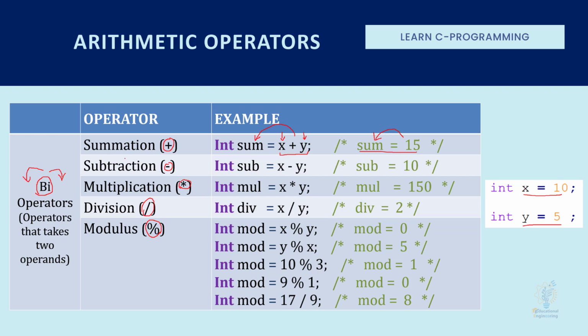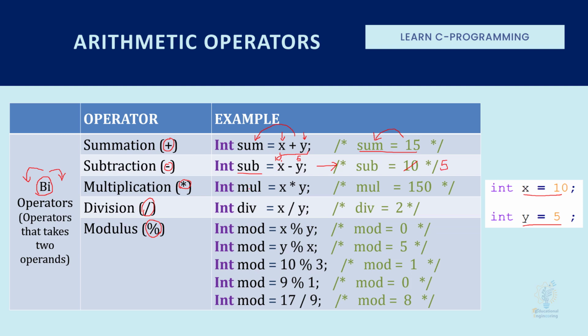Now regarding the subtraction, as you can see, the same example as above, two operands, x minus y, which is 10 minus 5. The final result is 5. So 5 will be stored inside the sub variable, as you can see here. Sub equals 10. Now in this case, sub is wrong because 10 minus 5 is only 5.